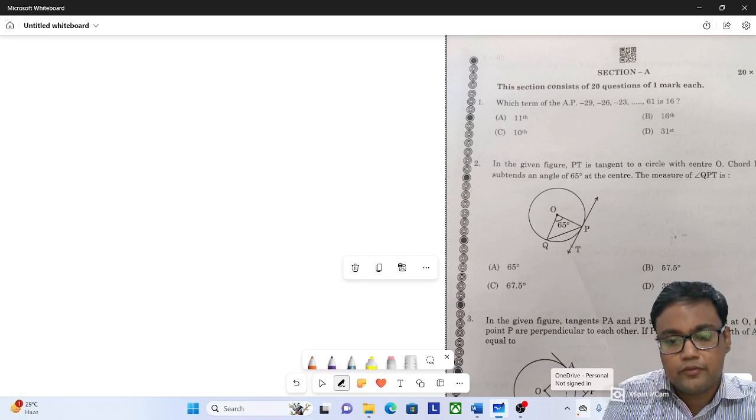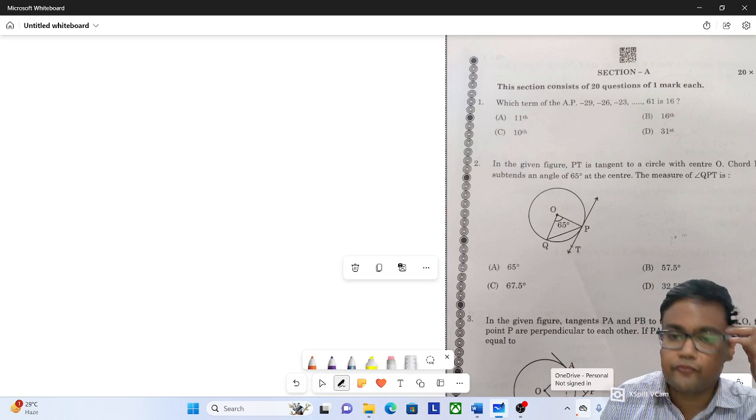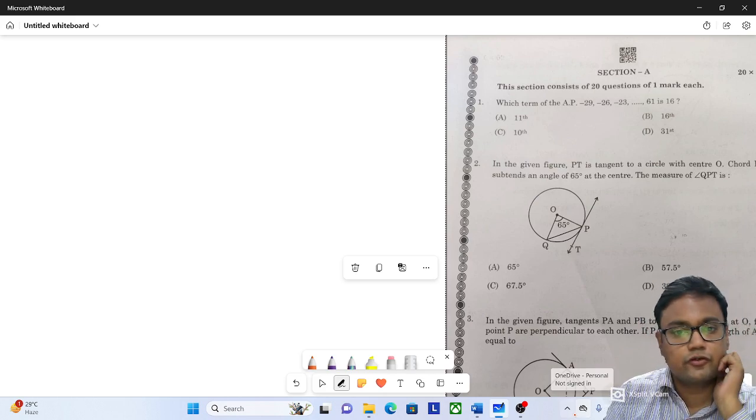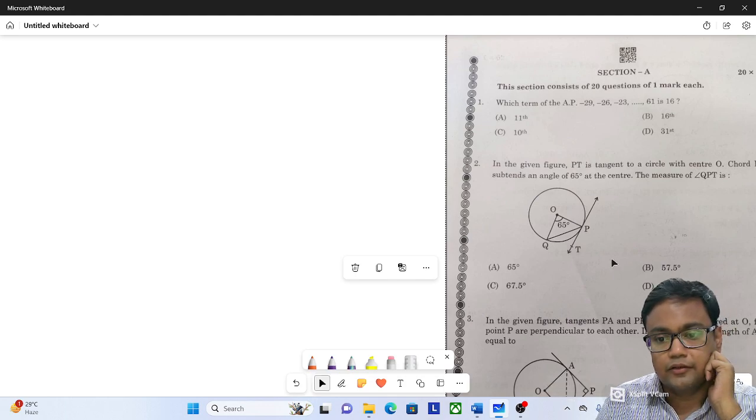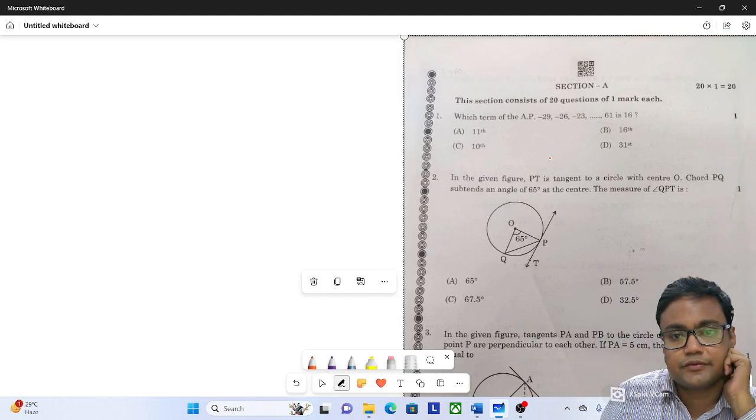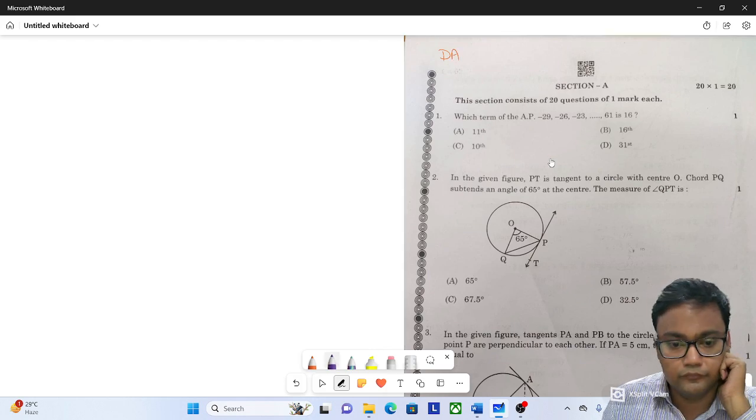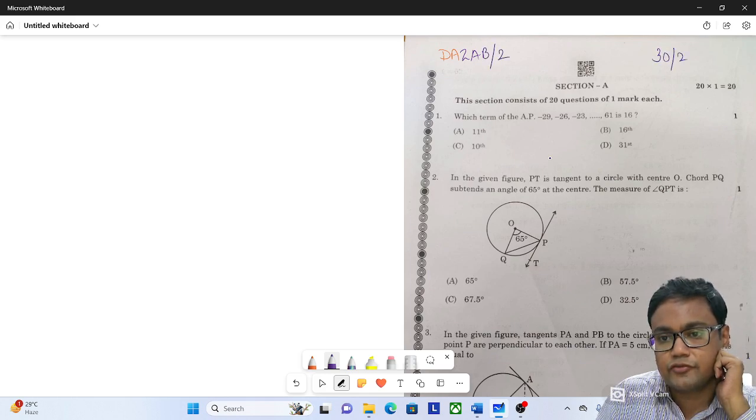So, hello children, today we will discuss the board paper of class 10th, the standard version of it, and the series number is DA to AB/2 and the set number is 30/2/2.